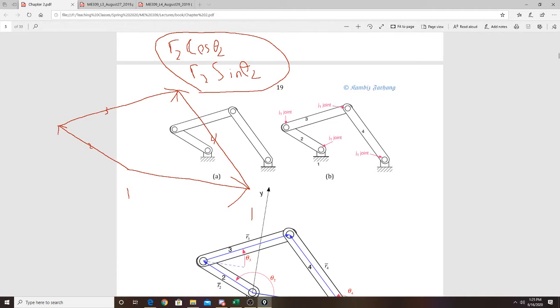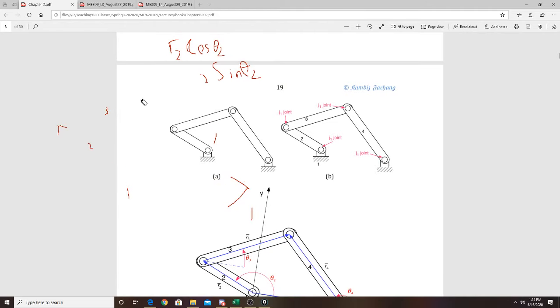So let me zoom out again really fast and get back to here. So let's get rid of that.